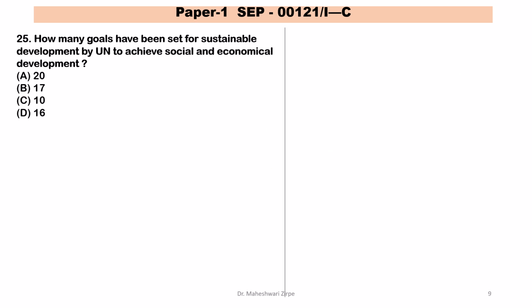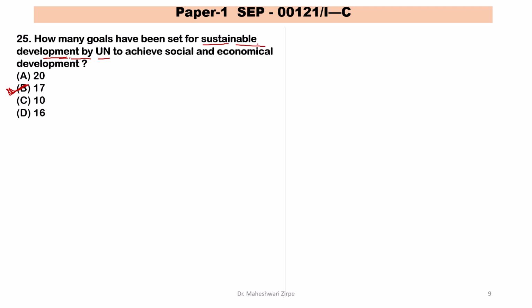C. Now the next question asked is, how many goals have been set for sustainable development by UN to achieve social and economical development? So here you will find on this question, always the question is asked on sustainable development. Okay, last previous two question papers also, if you see, the questions were asked based on sustainable development, so you should know them. So there are 17, okay, 17 goals which were set by UN for sustainable development. You should know all those 17 names also. Try to go through that.